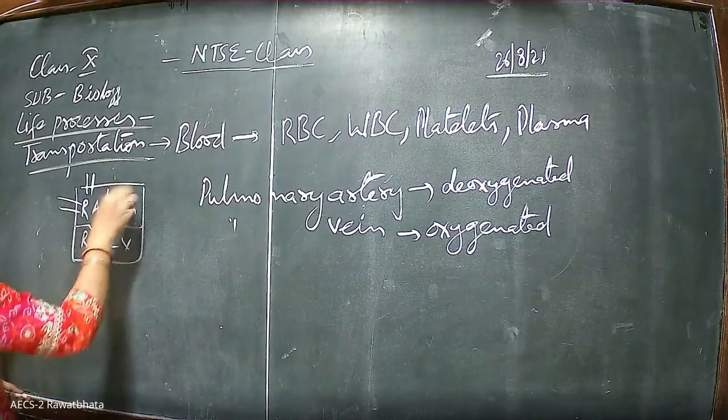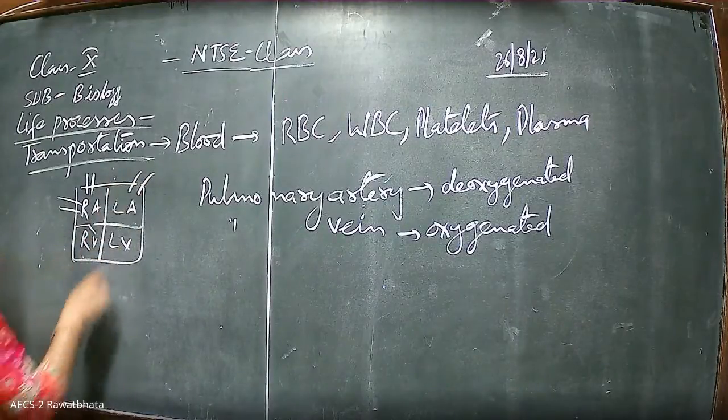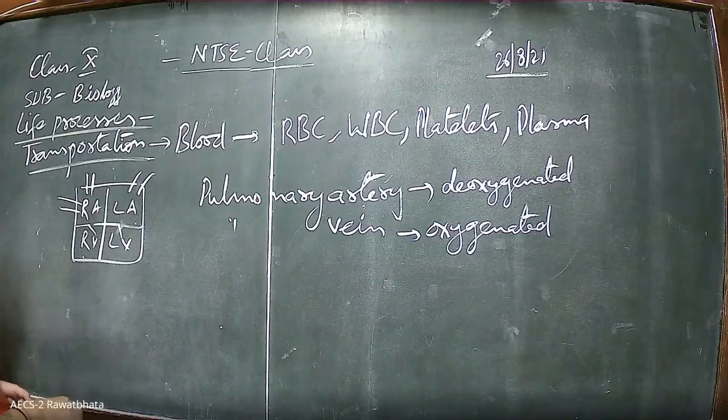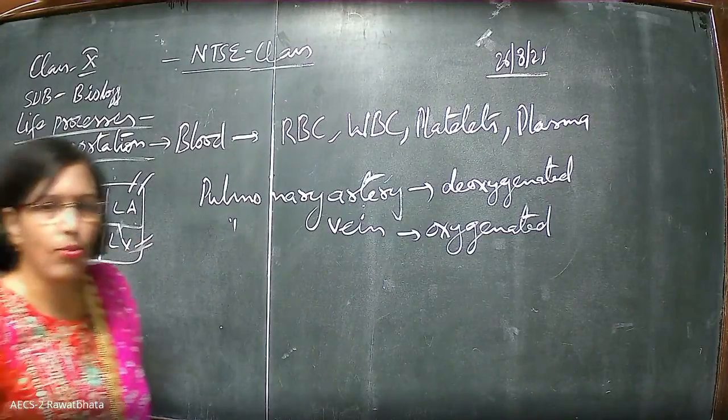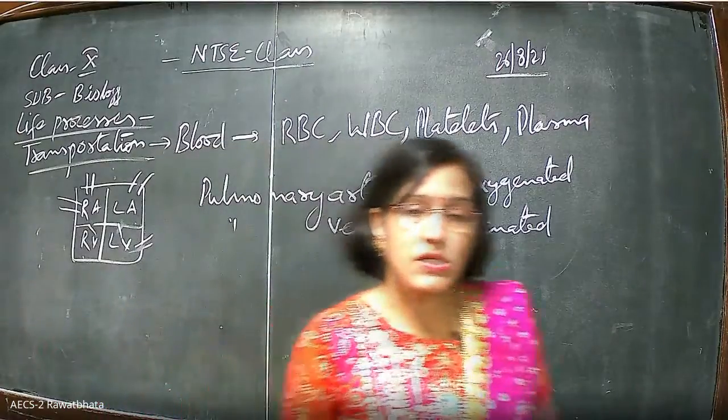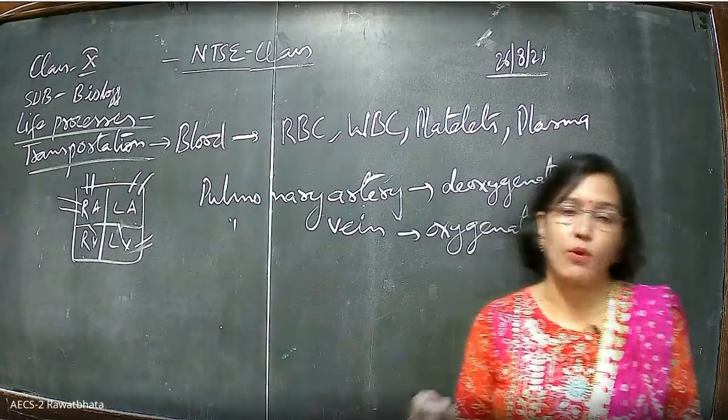From the lungs it gets purified and enters into the left auricle. From the left auricle the blood goes to the left ventricle, and from the left ventricle through the aorta it is sent to the whole body parts. So circulation, these names are also important, and they may be asking about the valves.